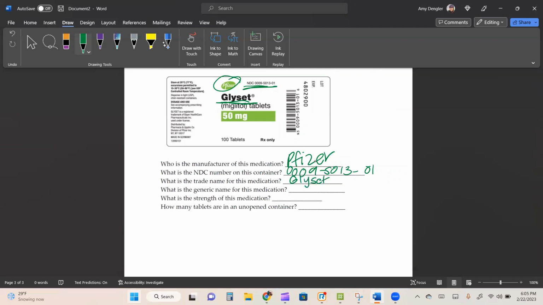What is the generic name? That's going to be the lowercase in the parentheses. So miglitol. What is the strength of this medication? 50 milligrams. And how many tablets are in an unopened container? So 100.